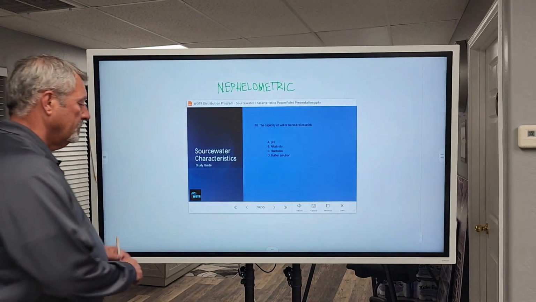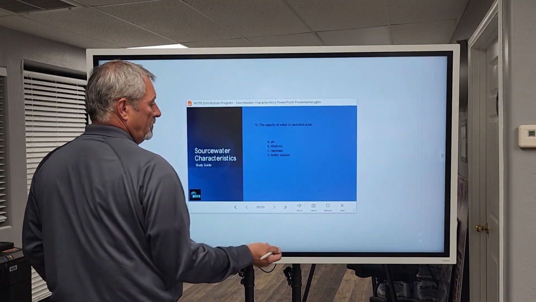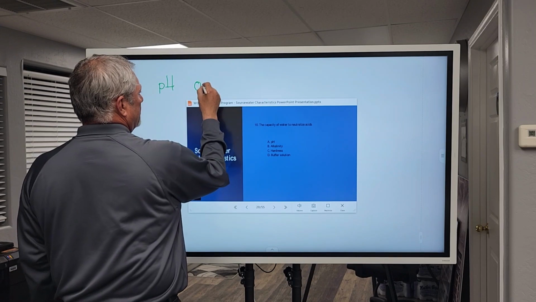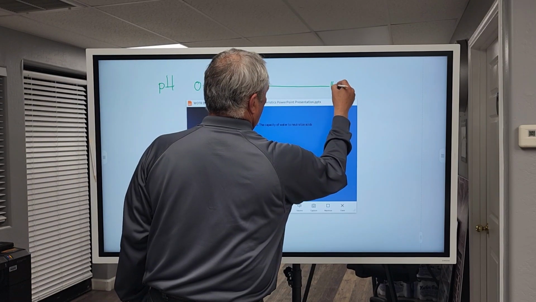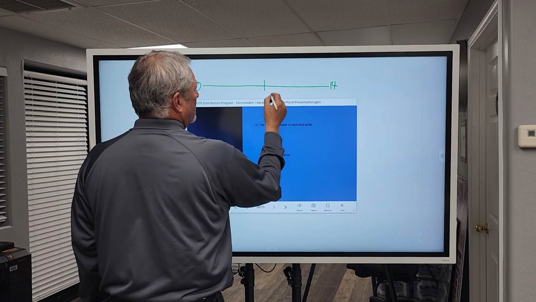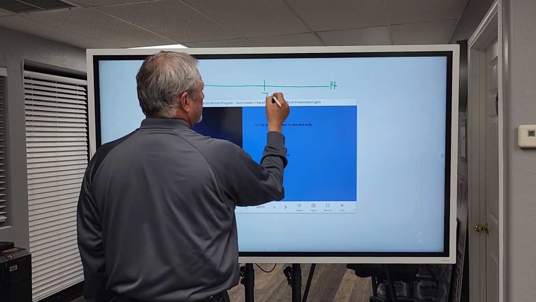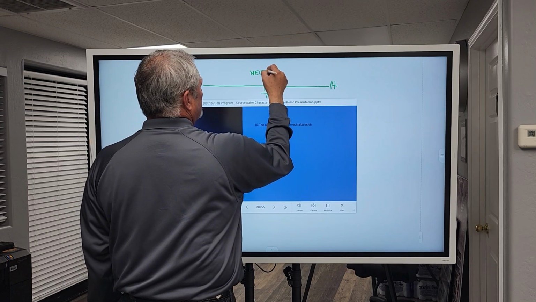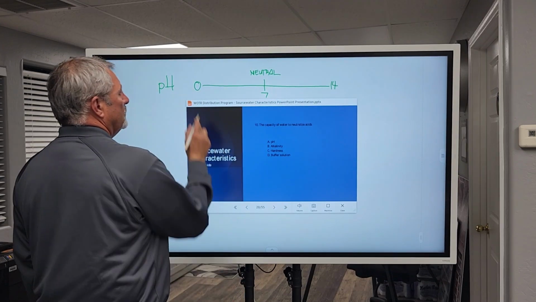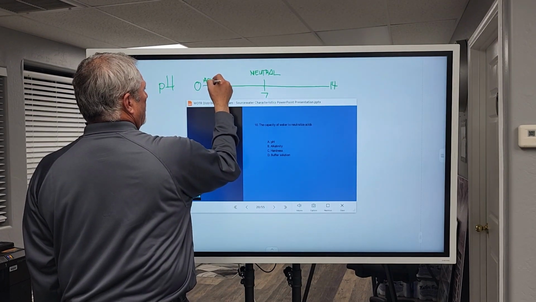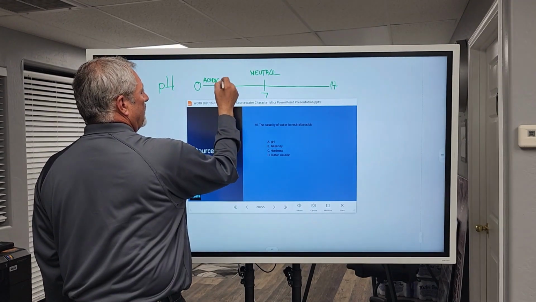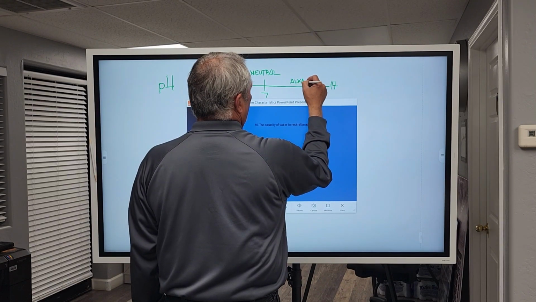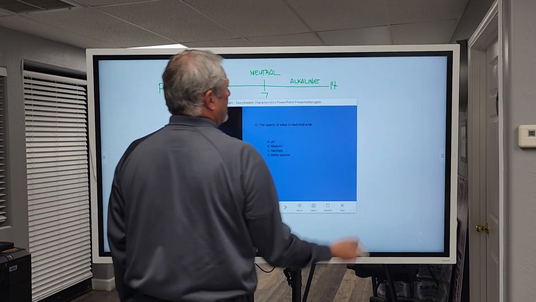So that just leads to something real quick. Let's talk about pH. What is pH? pH is on a scale from 0 to 14. Right in the middle, a pH of 7 is neutral. From 0 to 7, we have acidic. And from 7 to 14 is alkaline.